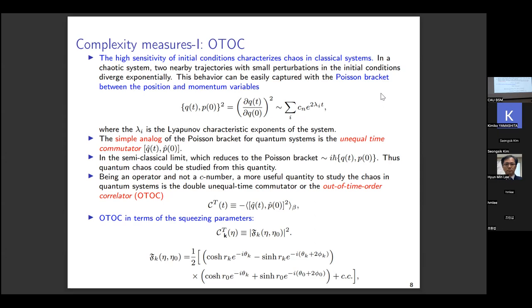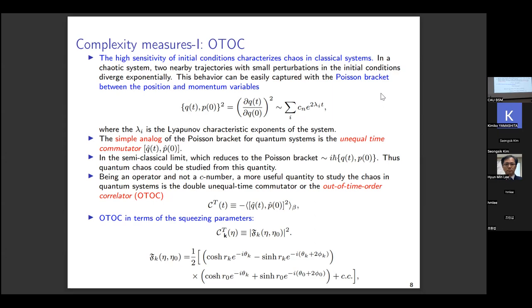So first is the OTOC. Why do we need this? We know that when we define chaos in a classical system by the Lyapunov coefficient, we define it via the Poisson bracket. Now an analog in a quantum system is the unequal time commutator, but because this is a c-number, we define the double unequal time commutator, or the out-of-time-order correlator, or OTOC. Now for our case, after doing some steps in these commutators, we will see that this can be written in terms of the squeezing parameters like r_k, theta, and phi.